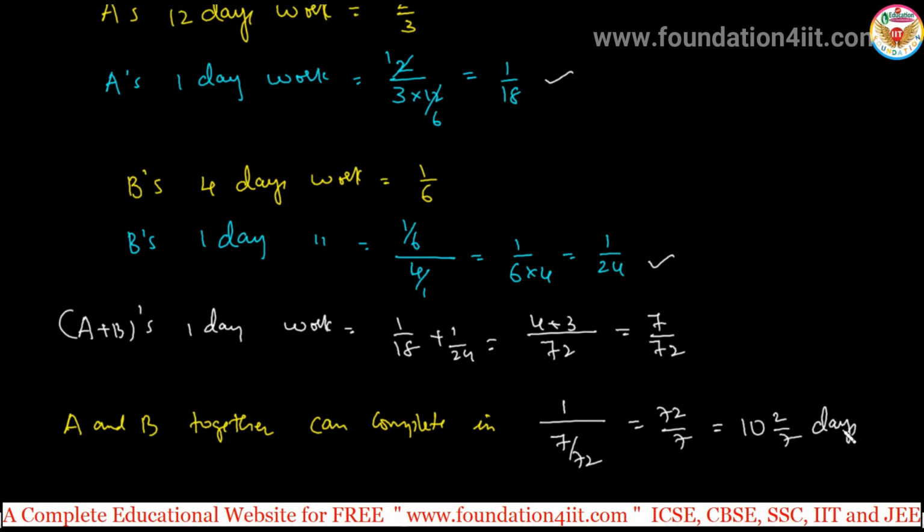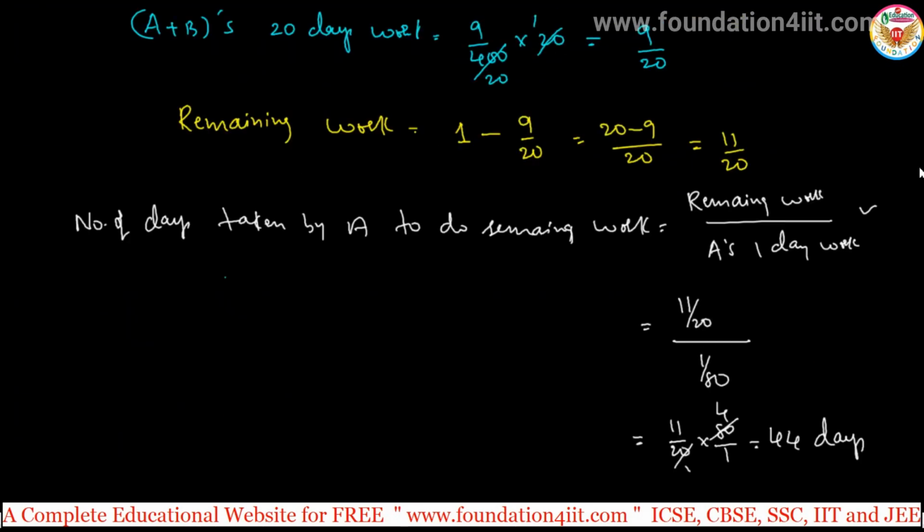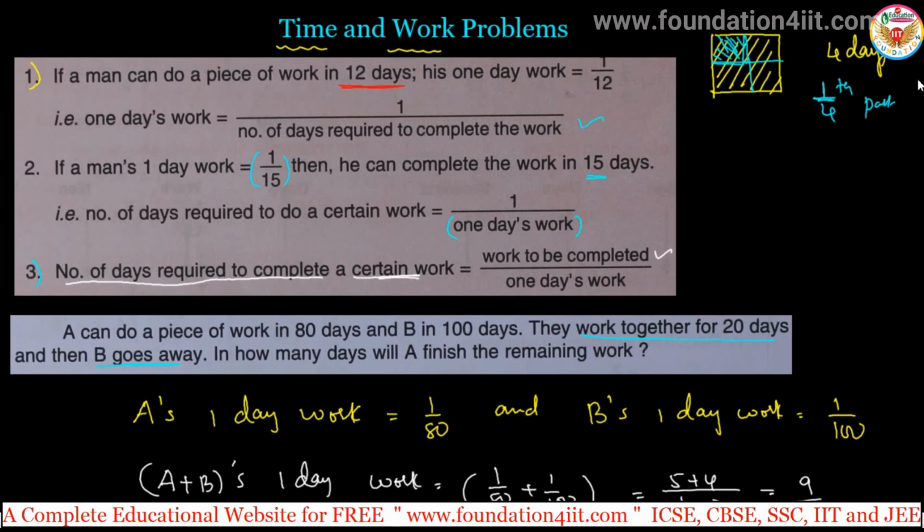Write it in mixed fraction always. 10 2 by 7 days, so more than 10 days and less than 11 days. So 10 2 by 7 days is what they take to complete it together. If you know 1 day's capability, then the number of days is just the reciprocal of that number, right? These are the statements you can follow. Just remember these three statements from the start: the number of days to do a certain work is 1 by 1 day's work, which means the reciprocal of that number.